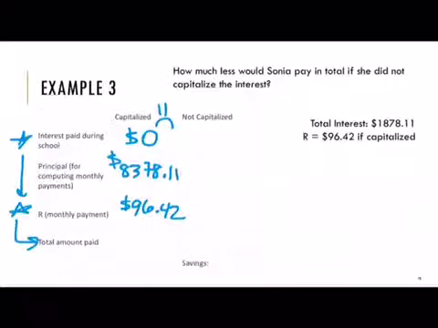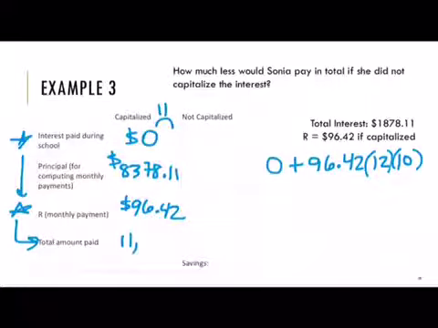Okay, so to find the total amount that she paid in that situation, it would be $0 paid during school plus $96.42 times 12, since she's making 12 payments per year, times 10. So that works out to be $11,570.40.